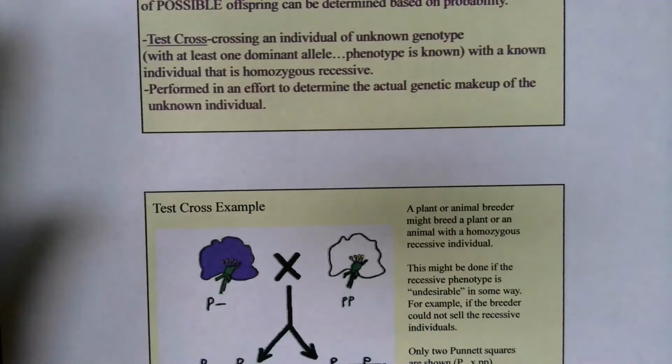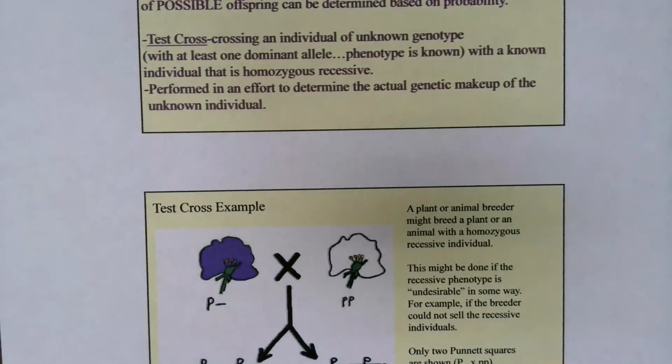So this quick lecture is going to be just about test crosses, which I will go ahead and say up front. People make this very confusing and hard for themselves when really and truly it's not that difficult, okay?